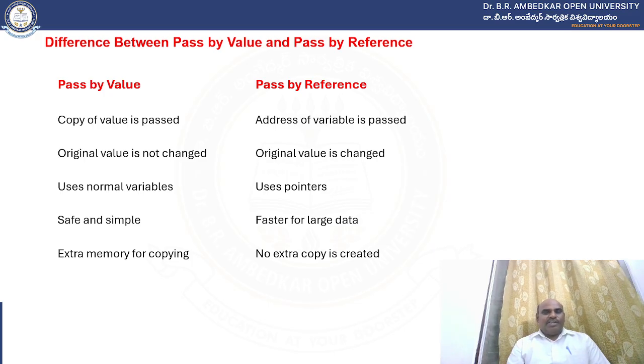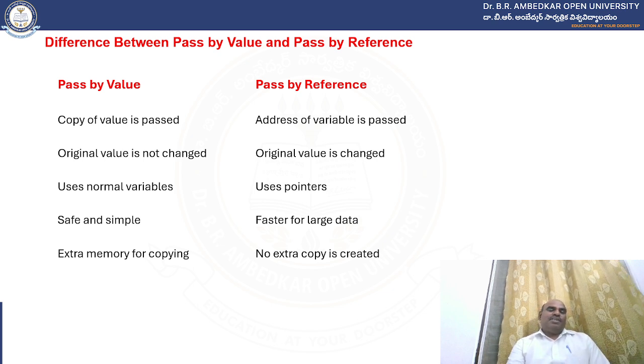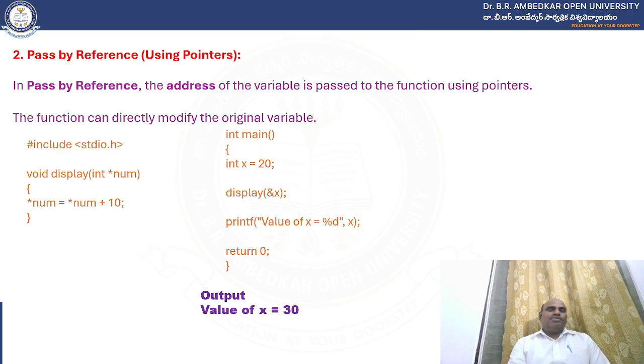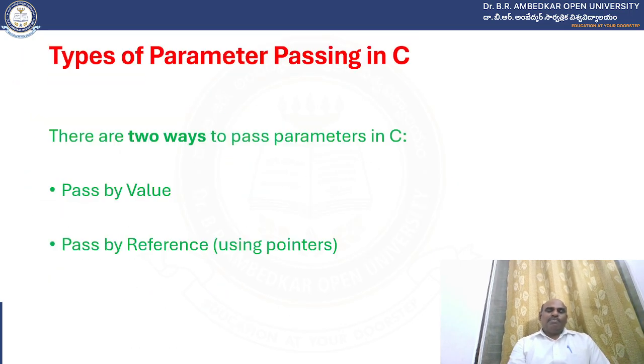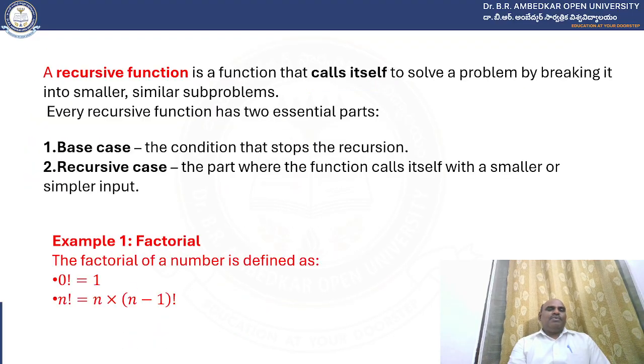So I think it is clear. What we discussed in the first topic was pass by value and pass by reference, and then the differences between them. Now we are going to learn about the second topic. What is the first topic? I told you, the types of parameter passing. Secondly, we are going to learn about recursive function.